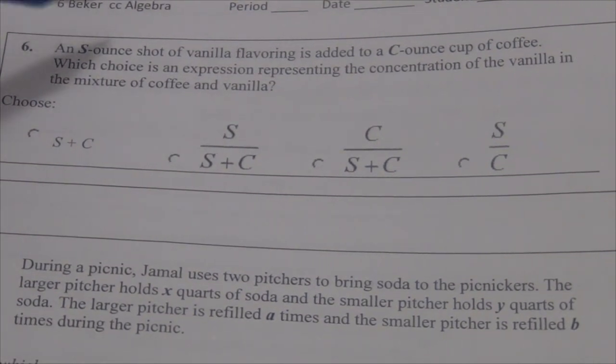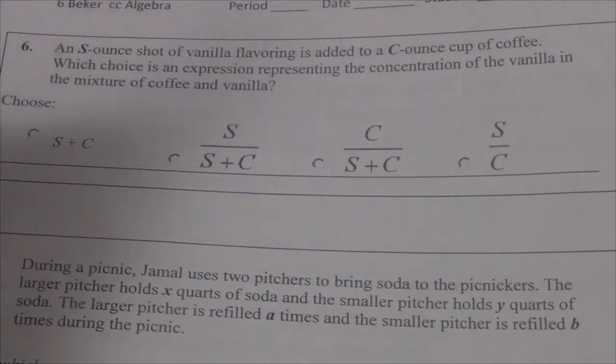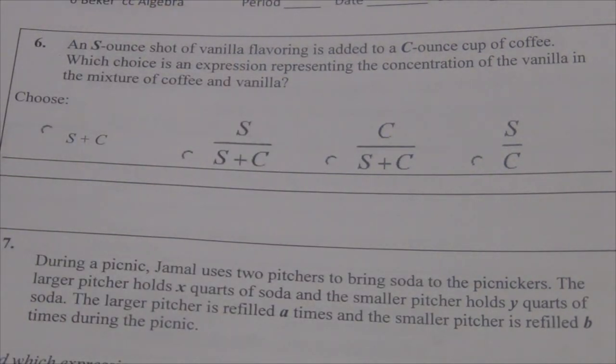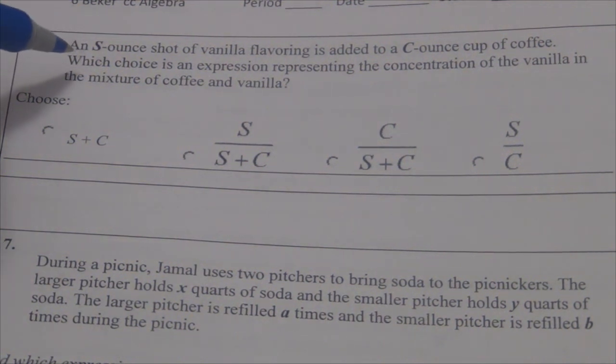An S-ounce shot of vanilla flavoring is added to a C-ounce cup of coffee. Okay, now it's getting really complicated. Which choice is an expression representing the concentration of vanilla in the mixture of coffee and vanilla? What the hell? All right. Oh my god, okay. I have to think about this.